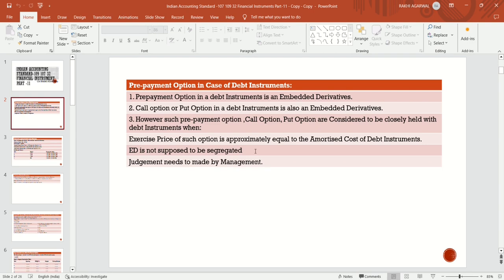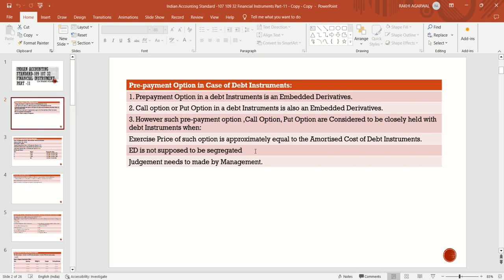How it is to be accounted in case of a debt instrument: it is also an embedded derivative, because there is a loan, a simple loan, and the derivative transaction is also there, because it should be a contract which is not settled today. So the condition of derivative needs to be satisfied in order to make it an embedded derivative. So a prepayment option in case of a debt instrument is an embedded derivative. Like call option and put option in a debt instrument are also embedded derivatives.